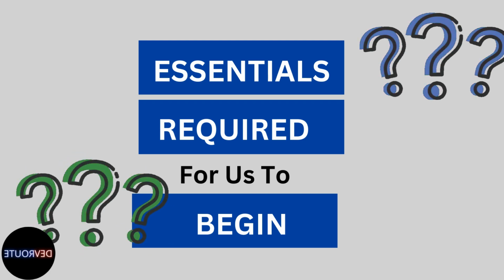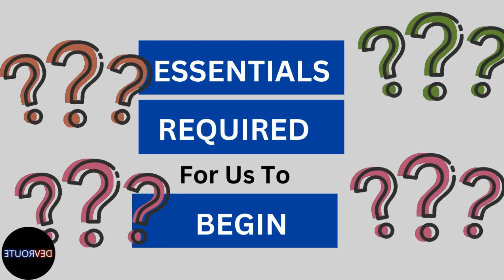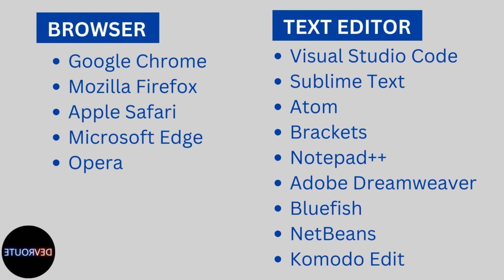Essentials required for us to begin. To work with HTML as a basic beginner developer, all you need is a browser and a text editor. The browser could be any of your choice. It could be Chrome, Firefox, Safari, Edge, or Opera. You could use Visual Studio Code as a text editor, or you could use Brackets, Notepad, Bluefish, any of them. I will use Visual Studio here.